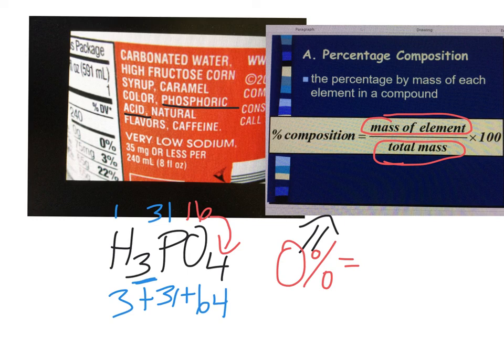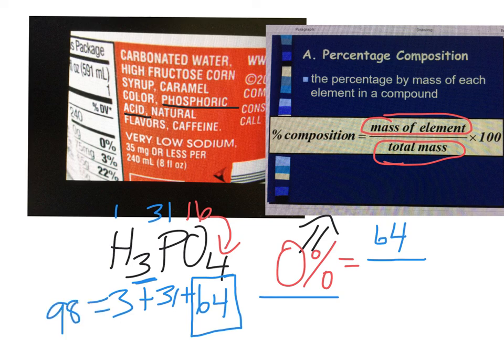Now, because we're looking for oxygen, the total mass of the element for oxygen is 64. Because, yes, oxygen weighs 16, but you have 4 of them, so you have to have the complete mass of that element from that compound, okay? Now, if I add 3 plus 31 plus 64, my total is going to be 98. So my total molar mass is 98. This times your 100 is going to give you your percent.